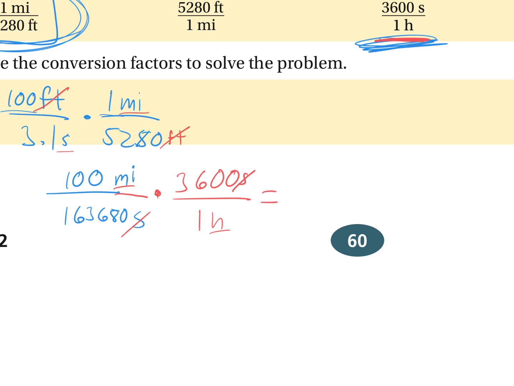So on top, anything times 100, you just want to add 2 zeros at the end. So this becomes 360, 0, and then we want to add 2 zeros. What number is that?